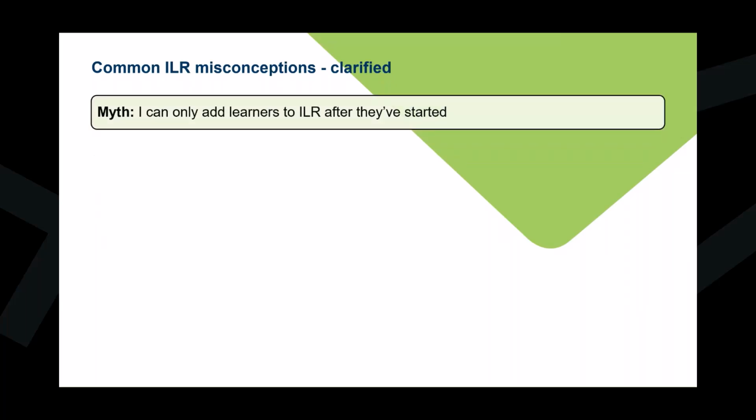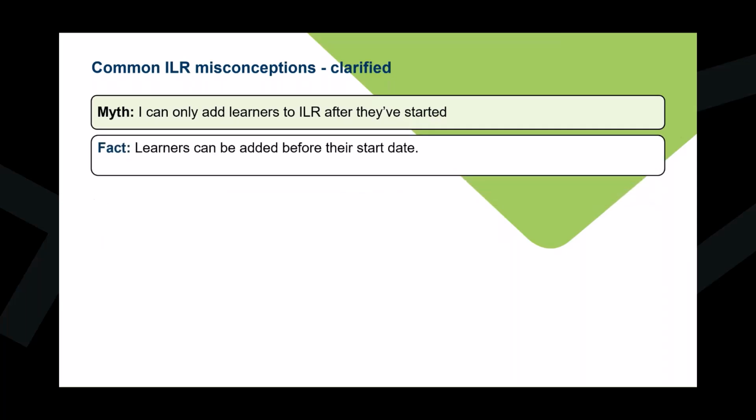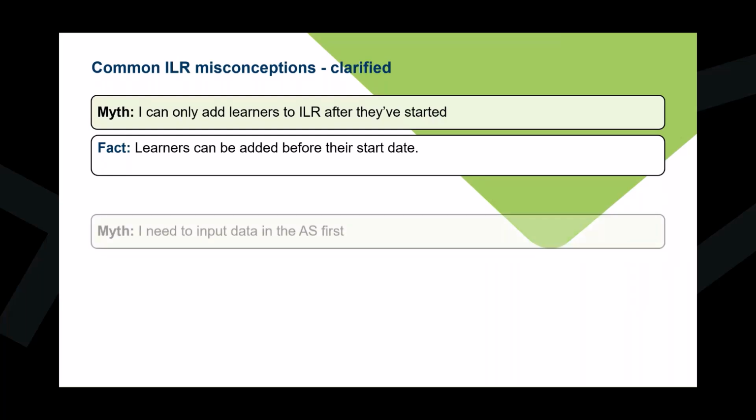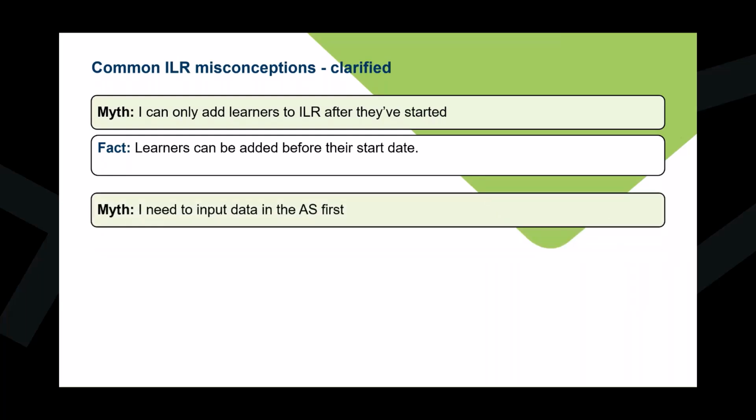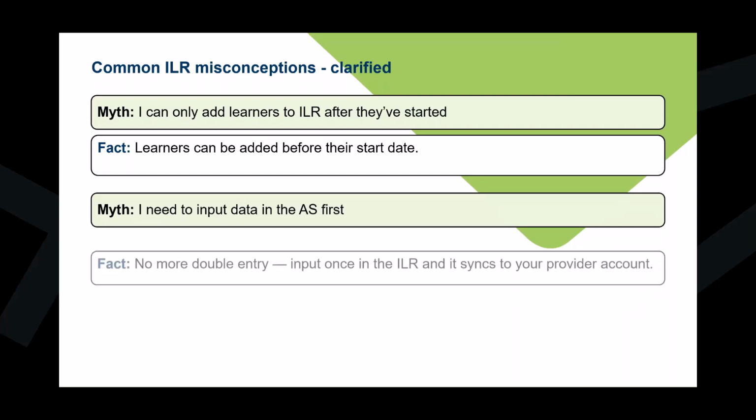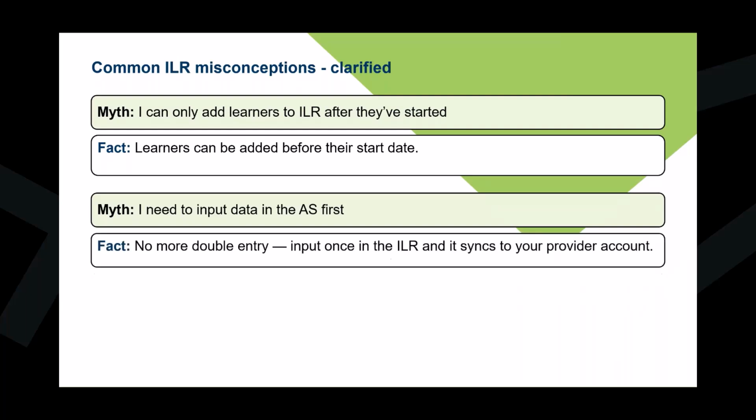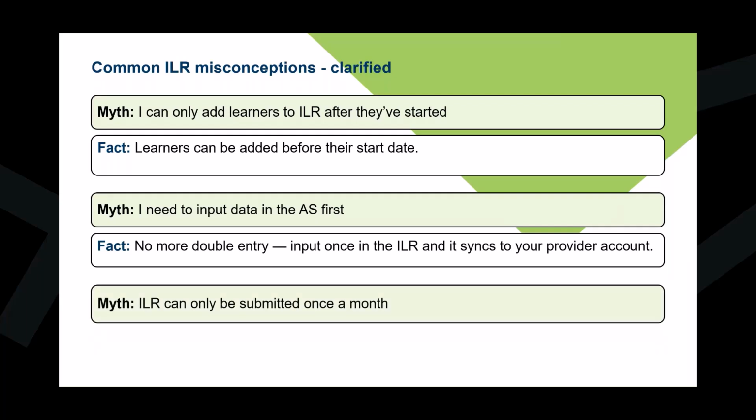Our first myth is that I can only add learners to the ILR after they've started. Whilst this has been the usual practice, as data would be entered in the Apprenticeship Service first, providers can include learners in the ILR up to 12 months before the start date. The second myth is that I need to input data in the Apprenticeship Service first. Again, this will no longer be required. Providers will only need to input the data into the ILR record, which will then be imported into their Apprenticeship Service account. That addresses and saves the double data entry that we often get feedback as a pain point.